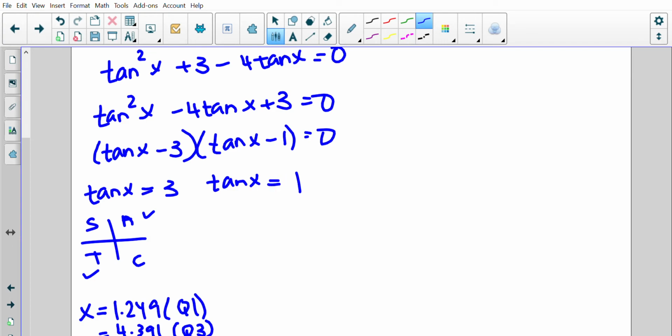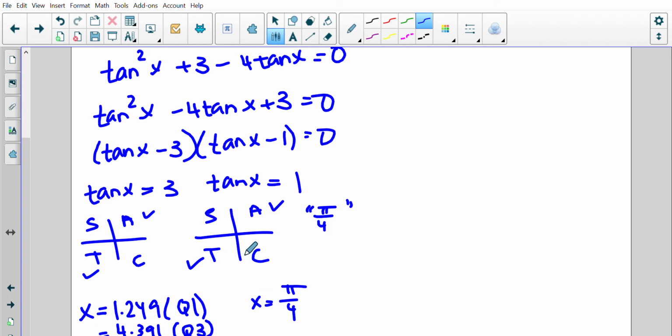Over here, tan x equals 1, I could do that by hand. Again, establish where you are. Tan is positive again, so you have to be in quads 1 and 3. And I know that when my ratio is 1 for tan, that means it's my 45, 45, 90 triangle. So my reference angle is pi over 4. So in quad 1, that's pi over 4. And in quad 3, I have to add pi to it, so that gives us 5 pi over 4.